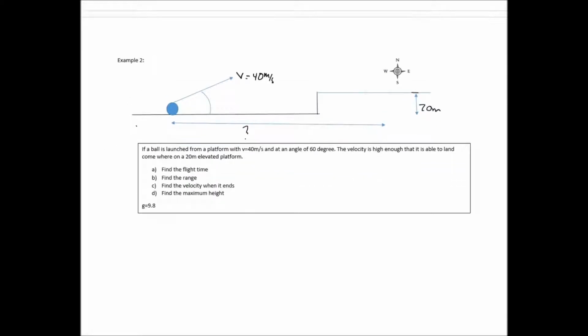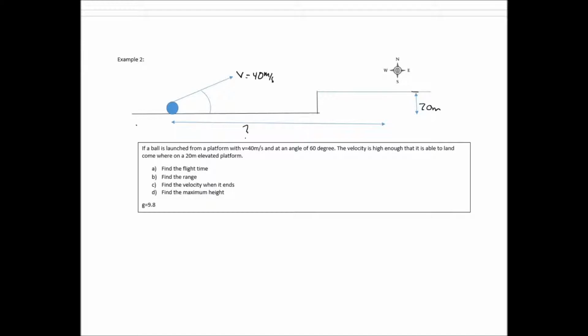Question number 2. Alright, if the ball is launched from a platform with 40 meters per second at an angle of 60 degrees, the velocity is high enough that the ball will land at a 20 meter elevated platform. So find the stuff. We know this is 60 degrees and the ball trajectory is going to be something like this. And it's guaranteed that it will land here on a 20 meter platform. So part A, find the flight time.